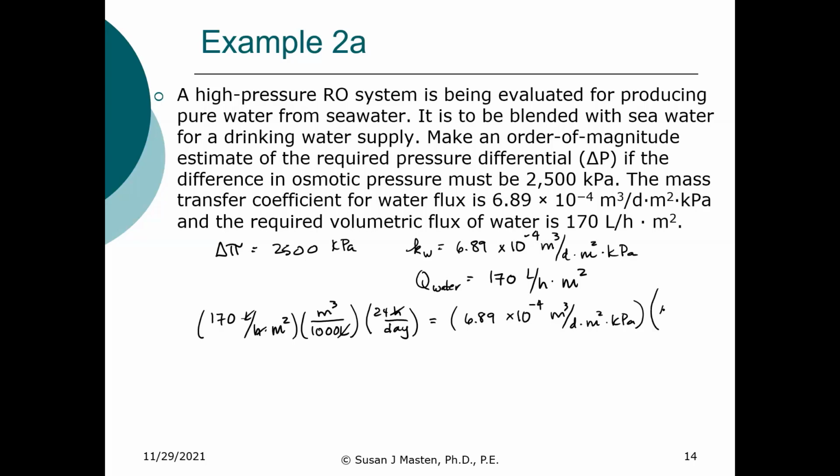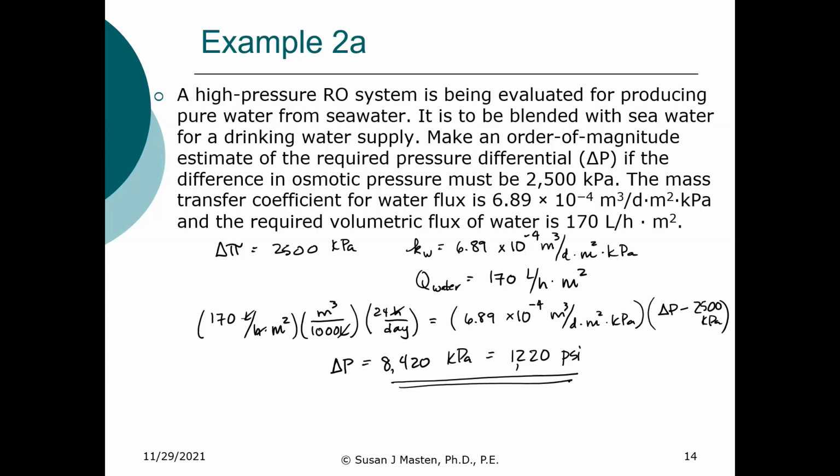And we're going to multiply that by delta P minus the difference in osmotic pressure, which is 2,500 kilopascals. Okay. So if we solve for delta P, delta P is equal to 8,420 kilopascals, or about 1,200 psi. So you can see here we're talking about very significant pressures, which means very significant costs to treat this water.